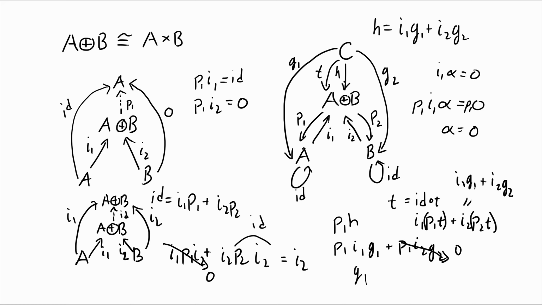We are done. We just have shown that the direct sum of A and B satisfies the universal property of the direct product between A and B.